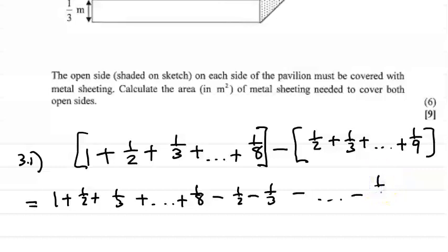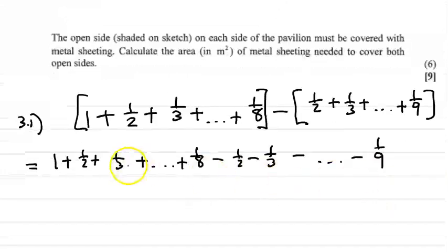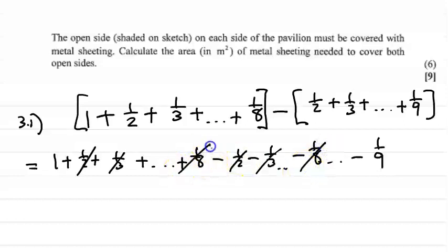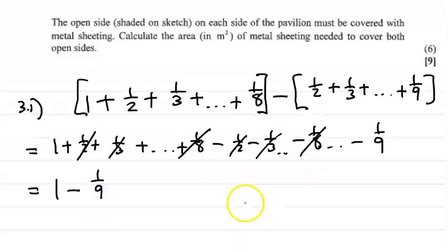So what's going to happen? Well, you can clearly see that a half and minus a half is going to cancel. Positive 1 over 3 and minus 1 over 3 is going to cancel. Here you are also going to have, dot dot, let's put minus 1 over 8 there. So that's also going to cancel. So basically everything is going to cancel out except 1 minus 1 over 9.